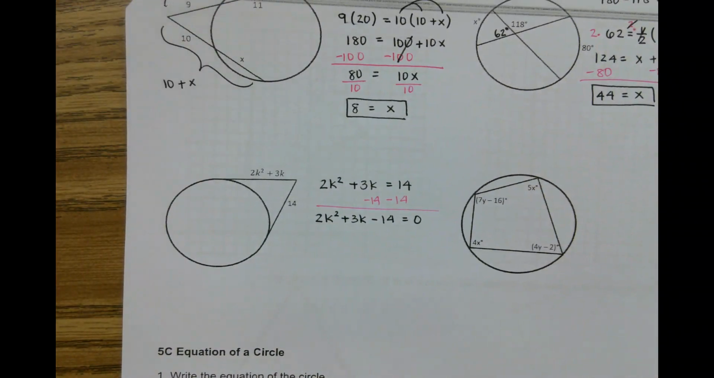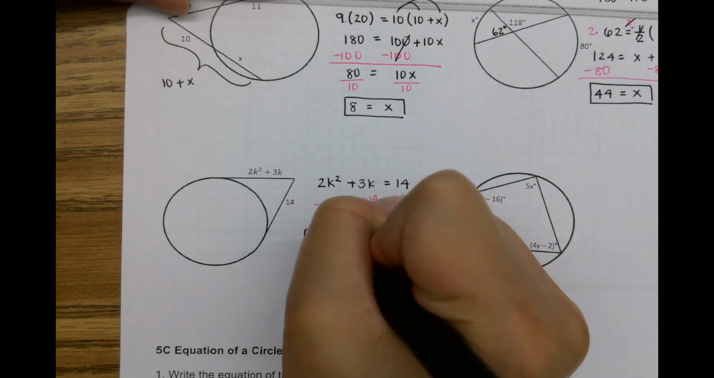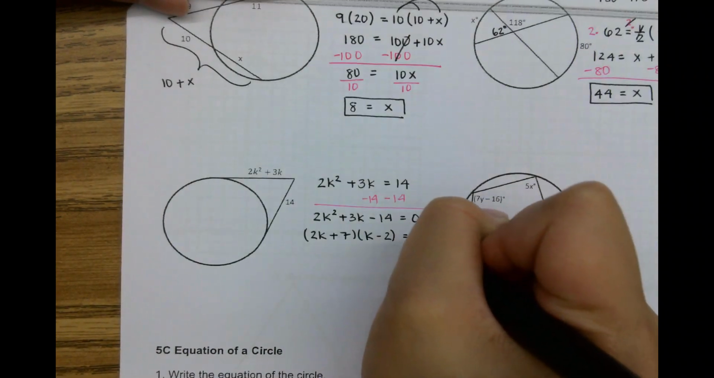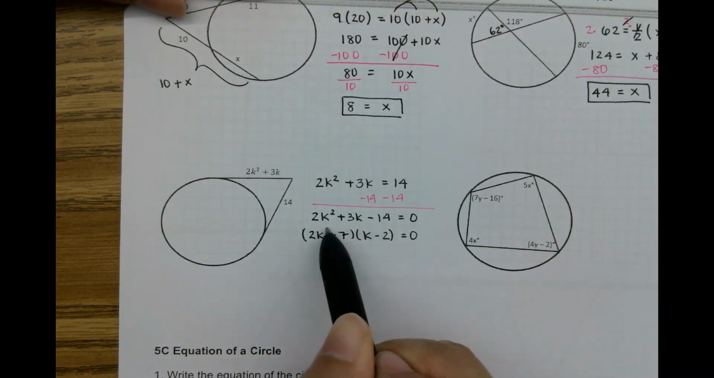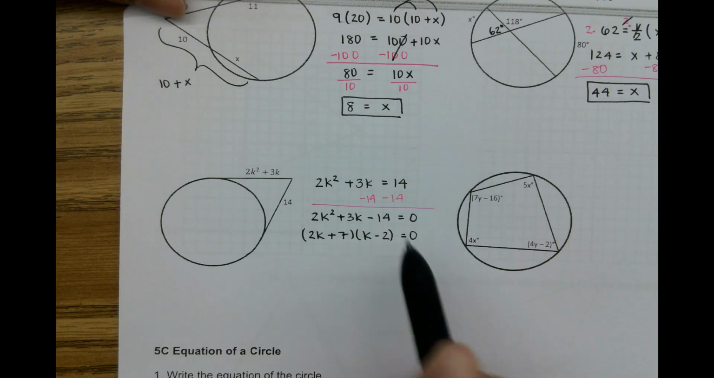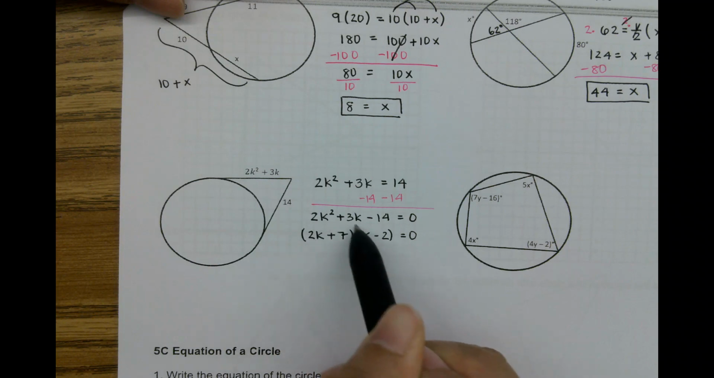You can choose to either, I wouldn't complete the square, it's a little too complicated for this one. You can do quadratic formula if you want, or factor. I'm going to factor. So if I factored it, it'd be 2k plus 7 times k minus 2 equals 0. How I can check it, right? 2k times the k will give me 2k squared. The 7 times the negative 2 will give me the negative 14. And if I do 7k minus the 4k, that'll give me the 3k.